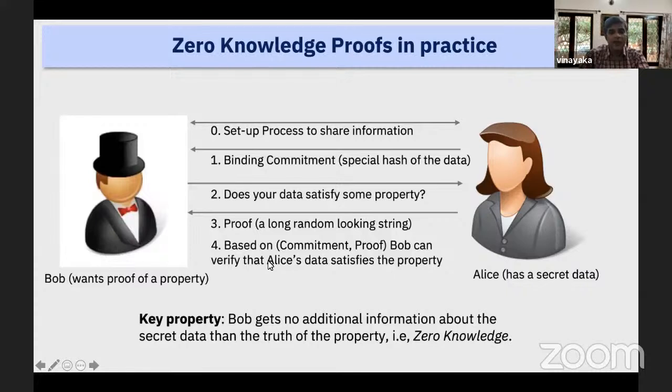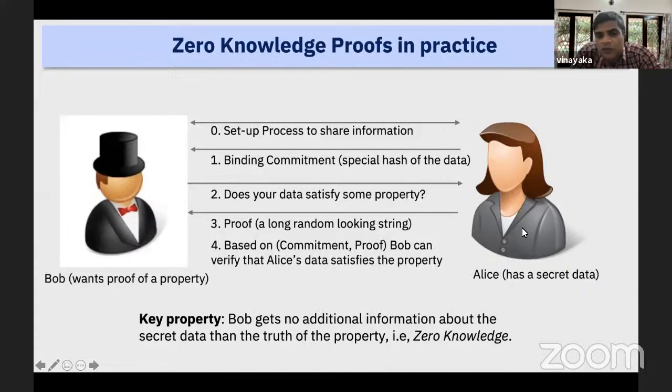Now the verifier is able to take this commitment, this special hash of the data, and the proof to verify that Alice's data satisfies this property. So one simple thing is, if you forget the privacy aspect, we could just take any favorite hash function of yours, and I just do the hash of the data, and I say that this is my commitment. Bob asks, okay, is this property true?